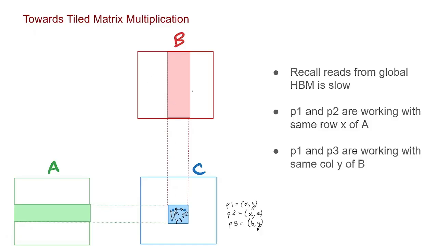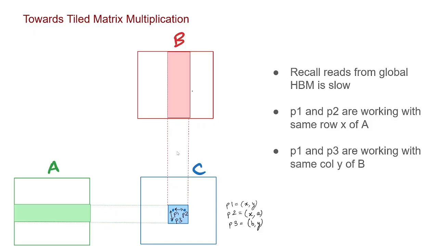Consider two threads in this block, P1 and P2. They have the same row but different columns. And when doing the dot product, they are working with the same row of A but different columns of B. Similarly, consider threads P1 and P3. They have the same column in the output matrix C, but are on different rows. And they are working with different rows of A in the dot product, but with the same column of B. So looking within a block, we see that the threads are in reality working with the same piece of data to some extent.